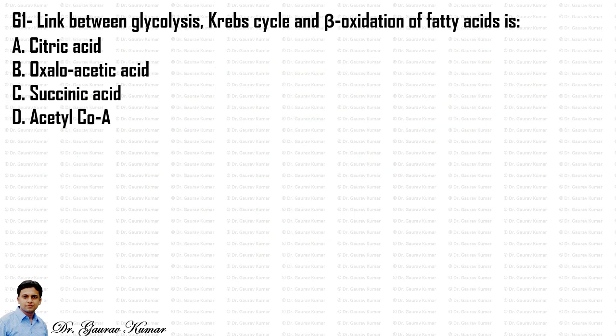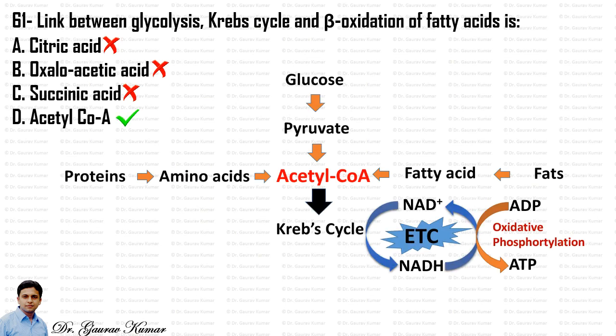Starting with the question: a link between glycolysis, Krebs cycle and beta oxidation of fatty acid is? The answer is D, that is acetyl CoA. You can see this figure in which I have shown acetyl CoA as the central molecule coming from glycolysis and from fatty acid oxidation as well as metabolism, and then this acetyl CoA is used in the Krebs cycle and then in the corresponding ETC and the oxidative phosphorylation.